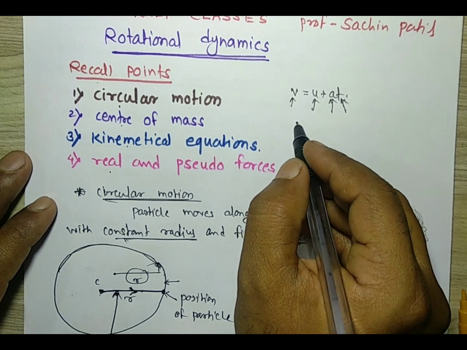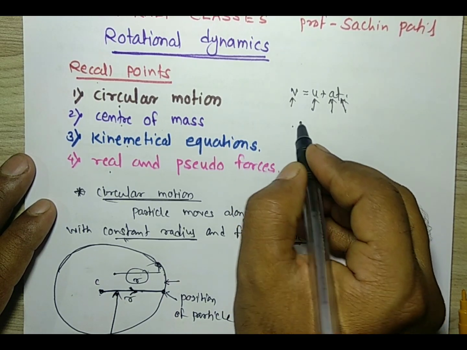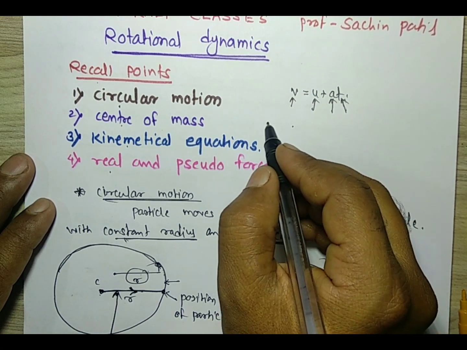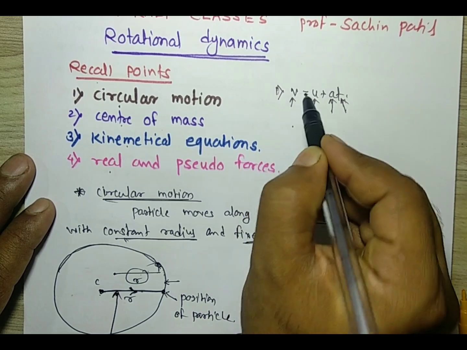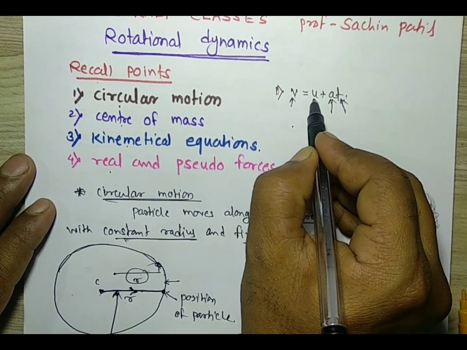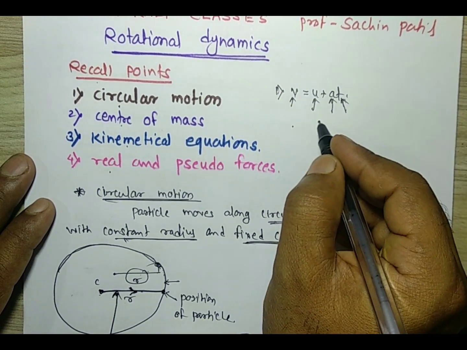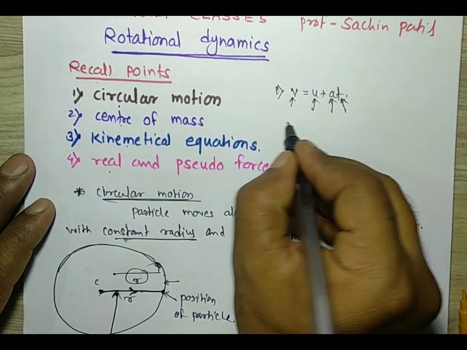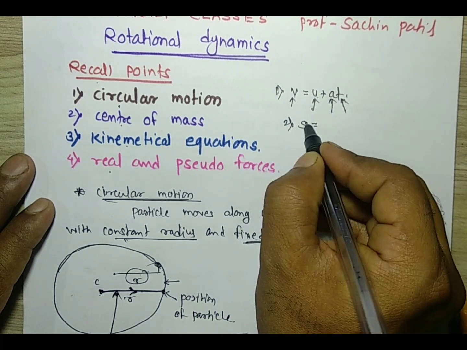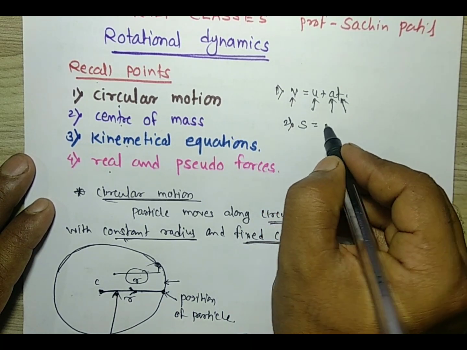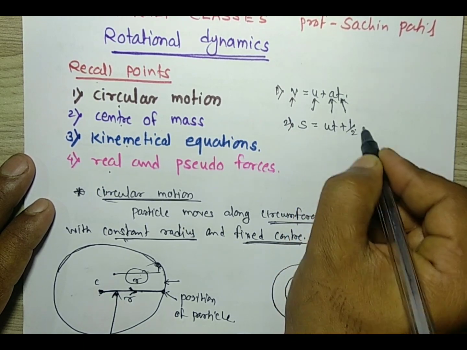Then we have to consider average velocity. The first kinematical equation is v = u + at, where v is the final velocity, u is the initial velocity, a is the acceleration, and t is the time. The second kinematical equation is s = ut + 1/2 at², where s is the distance or displacement.